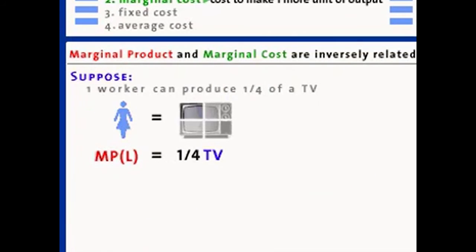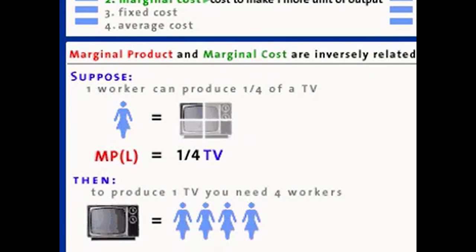If we want to produce a whole television set right now, we're going to have to hire 4 workers. Why? Because the marginal product of labor is 1/4 of a television set. So to get a whole television set, you've got to hire 4 workers. Each of them can produce 1/4, and then you've got a whole television set. And you've got to pay each one of those 4 workers the going wage.